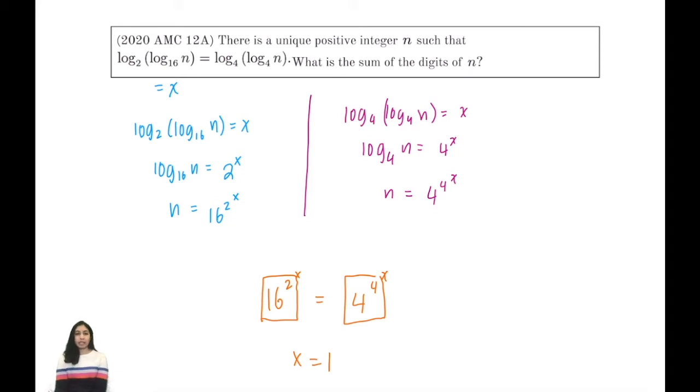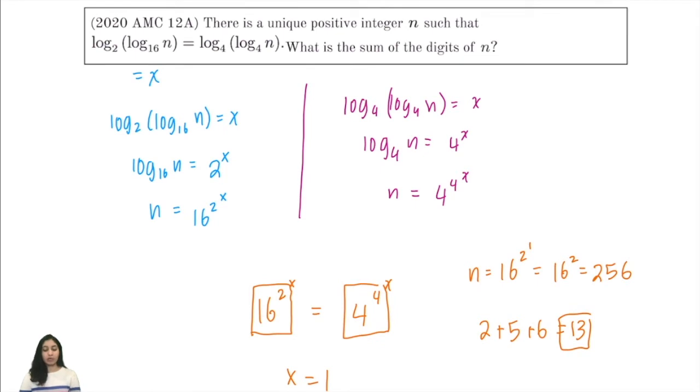Now all we want to do is find n and the sum of its digits. So we can plug it into either of these equations, and we'll see that n is equal to 16 to the power of 2 to the power of 1, which is 16 squared, which is 256. And the sum of its digits is 2 plus 5 plus 6, which is 13.